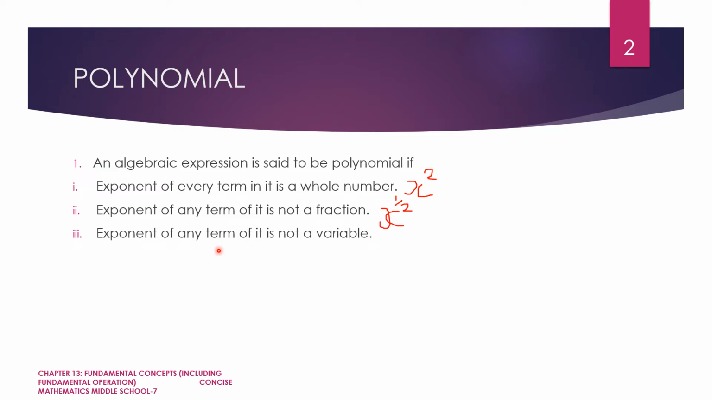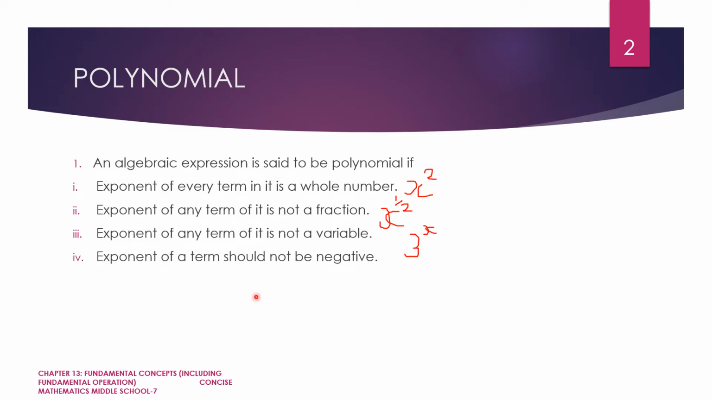exponent of any term of it is not a variable. The exponent should not be a variable. That means 3 should not have an exponent of x. The power should not be a variable. x is a variable, right? So it should not contain a variable like this.